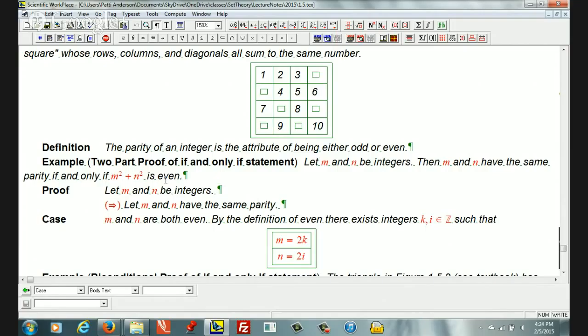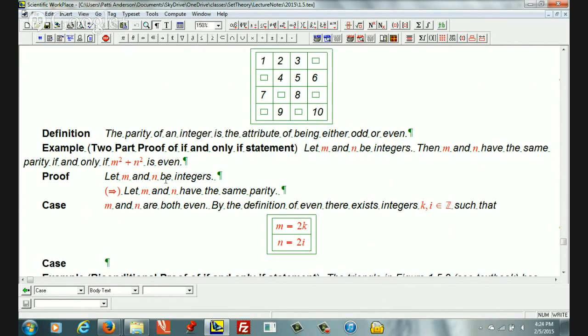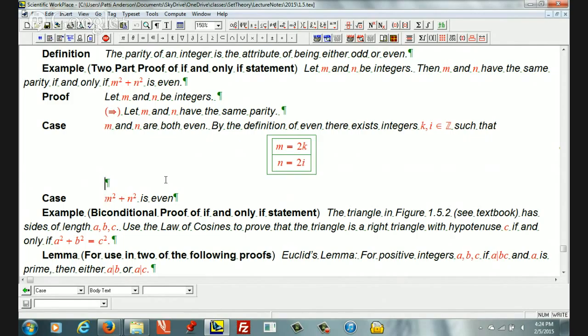Now, where are we headed? Yeah, we want m squared plus n squared is even. What does it mean for m squared plus n squared to be even? 2 times some integer. So what we actually need then is that m squared plus n squared is equal to some 2j. Well, how are we going to get to m squared plus n squared equals 2j when I have an m is 2k and an n is 2i?